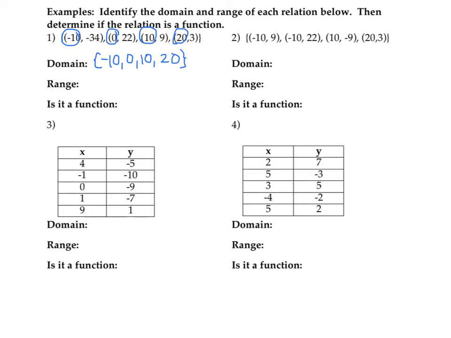Next, you want to identify the range. Your range is your y value: -34, 22, 9, and 3. So a bracket, -34, 22, 9, and 3. Make sure you put it in a bracket.